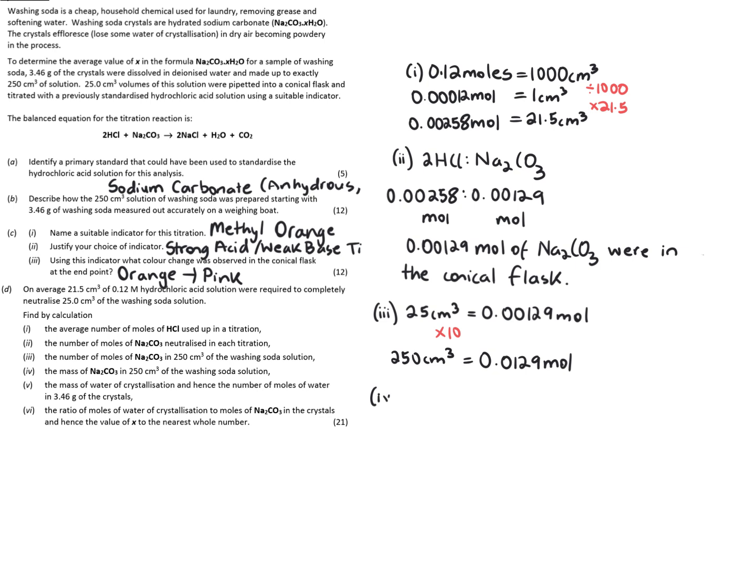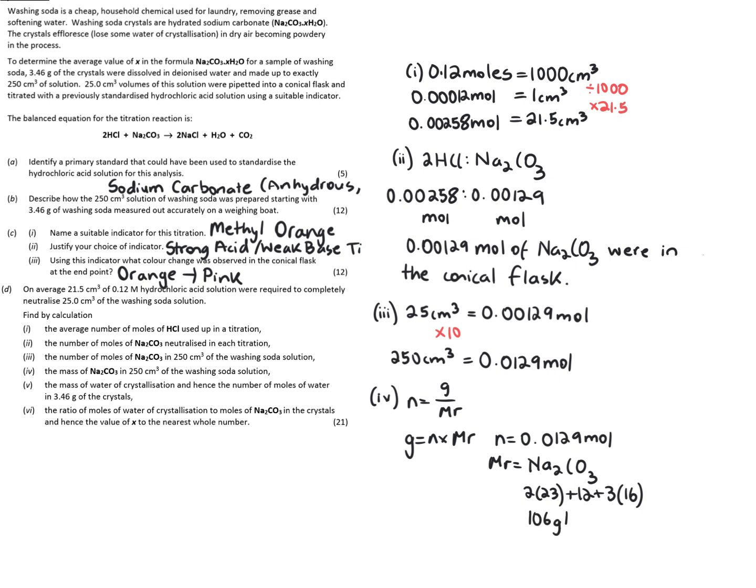In part 4, it wants us to calculate the mass of the Na2CO3 in 250 centimetres cubed of the washing soda solution. To calculate mass, we use number of moles is equal to grams divided by Mr. We can manipulate this to have grams is equal to number of moles times the Mr to calculate the mass. The number of moles here, we have 0.0129. And for the Mr, we're using sodium carbonate, which is Na2CO3. So that will be 2 times 23 plus 12 plus 3 times 16. That will give us a relative molecular mass of 106 grams per mole.